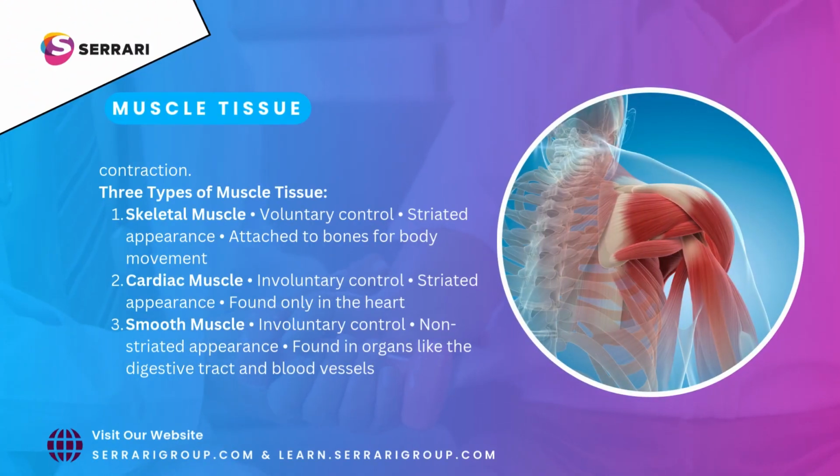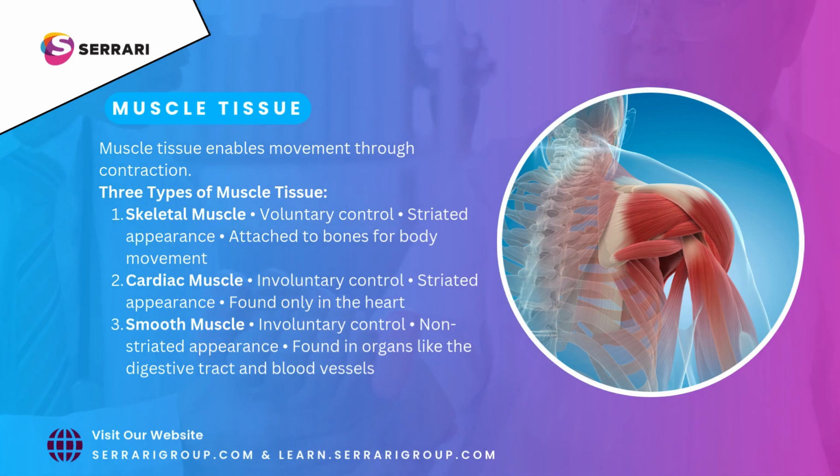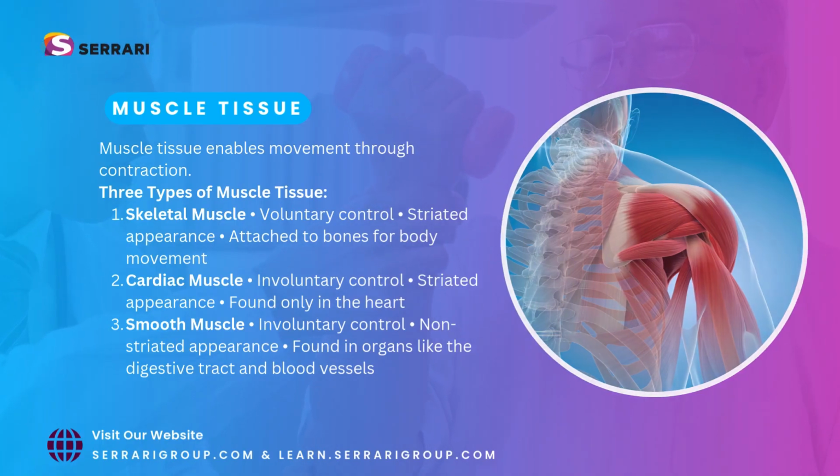Muscle tissue. Muscle tissue enables movement through contraction. Three types of muscle tissue. Skeletal muscle, voluntary control, striated appearance, attached to bones for body movement. Cardiac muscle, involuntary control, striated appearance, found only in the heart. Smooth muscle, involuntary control, non-striated appearance, found in organs like the digestive tract and blood vessels.